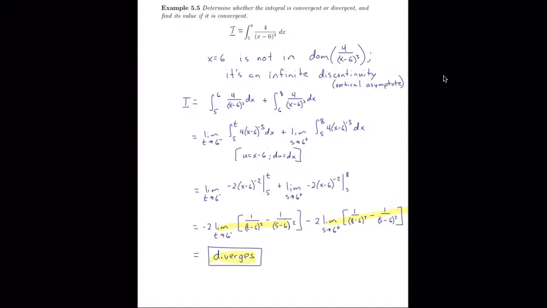But the reader can also confirm that this one diverges as well. Again, for the same reason. We're plugging in numbers closer and closer to 6. That denominator is getting closer and closer to 0, which drives the whole fraction closer and closer to infinity.